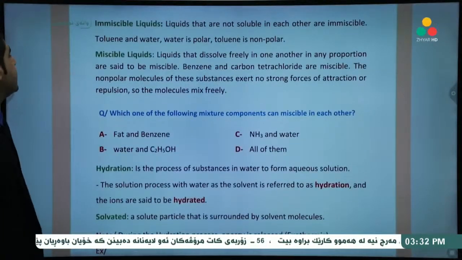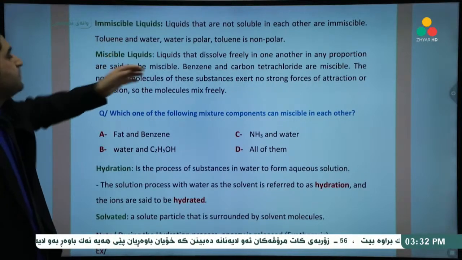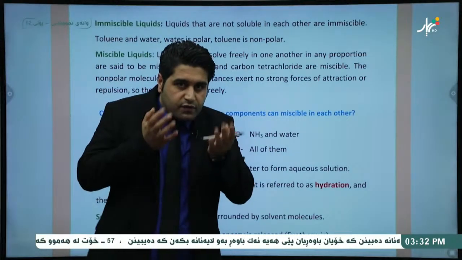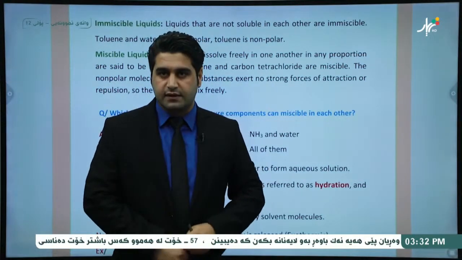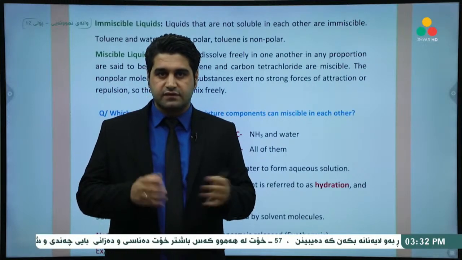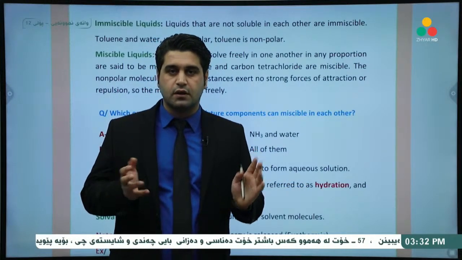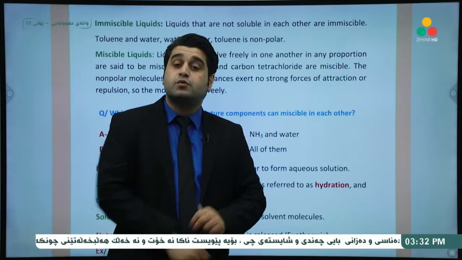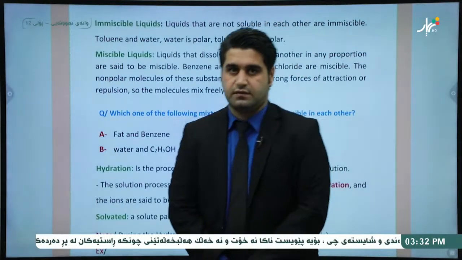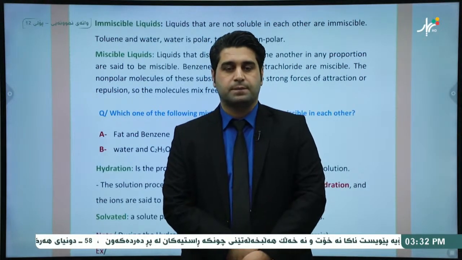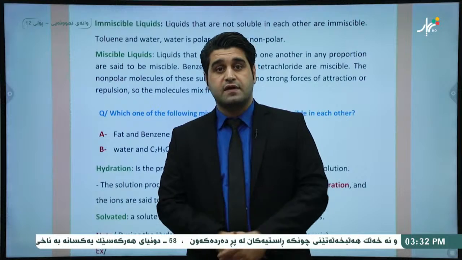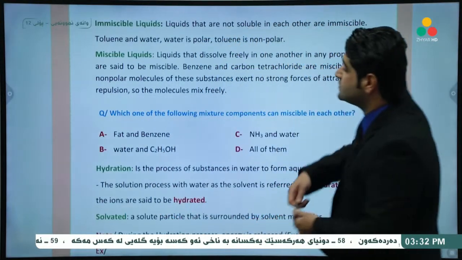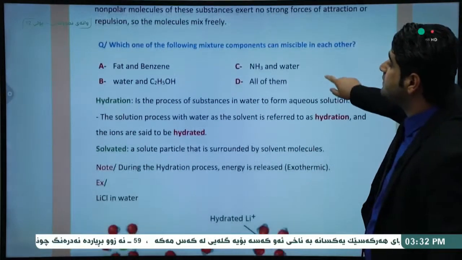Now we have miscible liquids and immiscible liquids. Miscible liquids means we have two liquids that can mix in each other in any quantity, because both of them must be polar or both of them non-polar. So they can be miscible together. For example, water and alcohol can be miscible after mixing because both are polar. But what about water and kerosene? Kerosene, a heating fuel, and water cannot be miscible. Why? Because water is polar and kerosene is non-polar. So that's all about miscible and immiscible liquids.